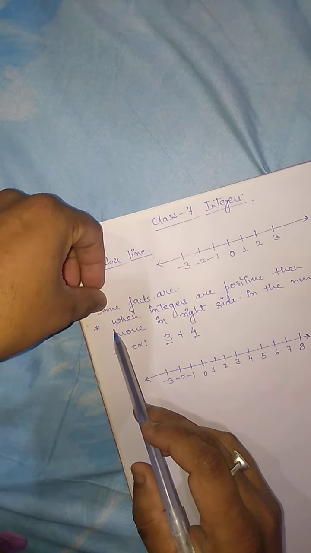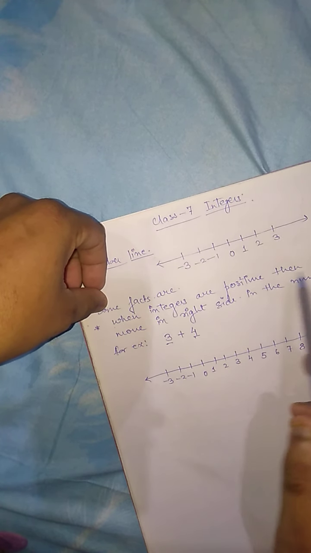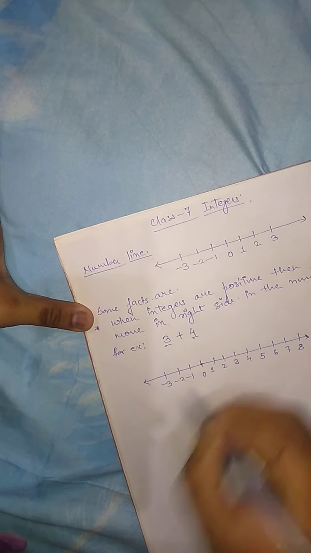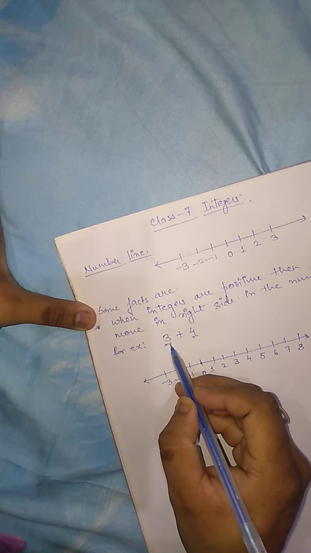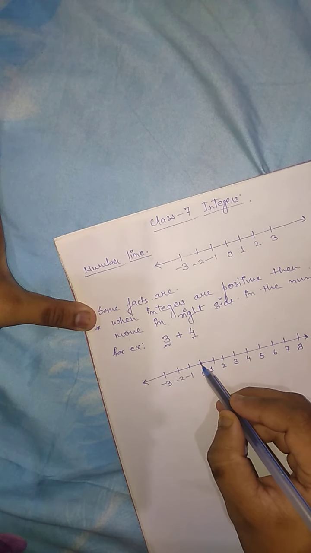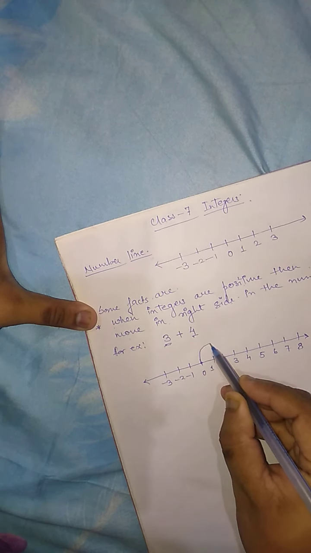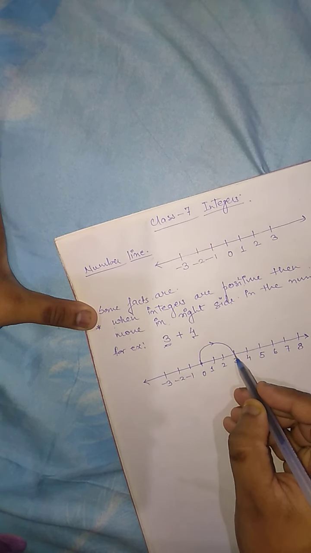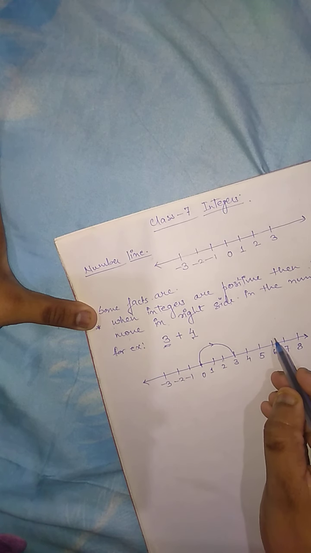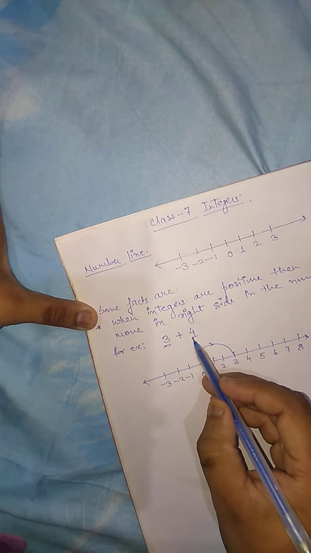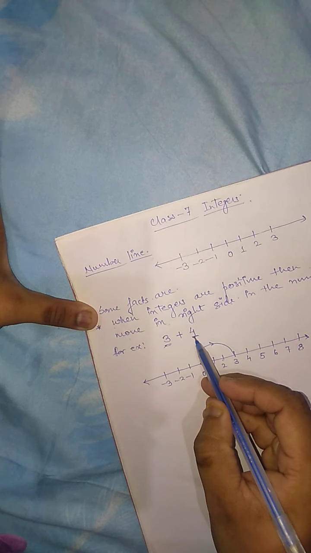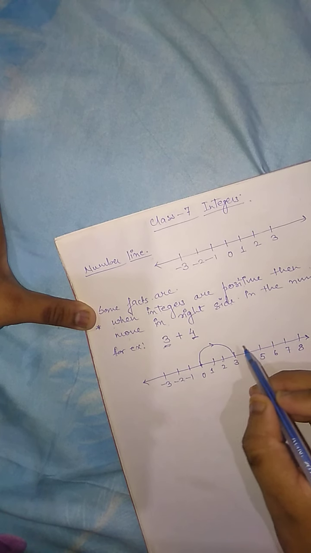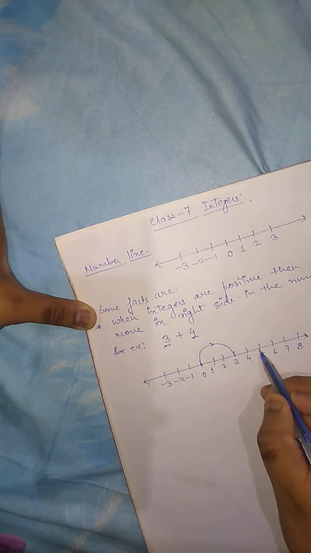So see this fact, when integers are positive, then we move to the right side. So we start from 0. The first integer is what? Positive integer. So we move three steps in the right direction. 1, 2, 3 steps. Now the next integer is what? The next integer is again positive. So we again move in the same direction. How many steps? 4 steps. 1, 2, 3, 4.